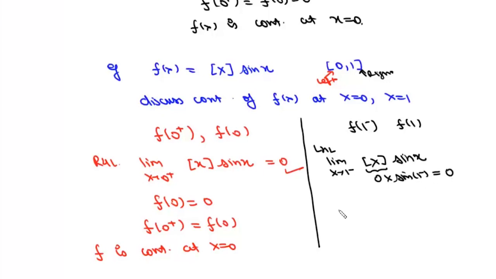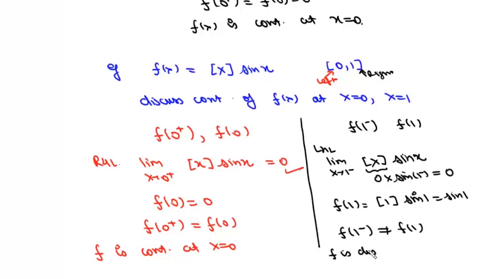So in this case, the left hand limit is 0, and if we find the function value at 1, it will be greatest integer function of 1 into sine 1, which is sine 1. Now in this case, f(1-) is not equal to f(1). That means f is discontinuous at x equal to 1. So this is how we find continuity of a function at interior points and at end points.